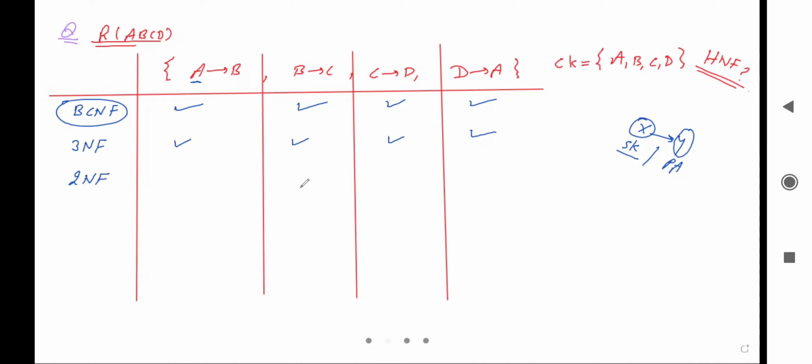In second normal form, we can say partial dependency, but here single attributes are there, so no chance of a proper subset, right? So there is no chance of partial dependency also. So all the valid cases are there. And what about 1NF? Multi-valued attributes are not allowed, so it is also in 1NF, right? So one thing, if it is in BCNF, no need to check for 3NF. Definitely it will be in 3NF, 2NF, 1NF, right? So this is the case, and finally we can say it is in BCNF.